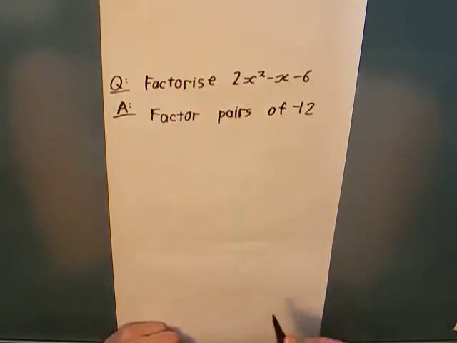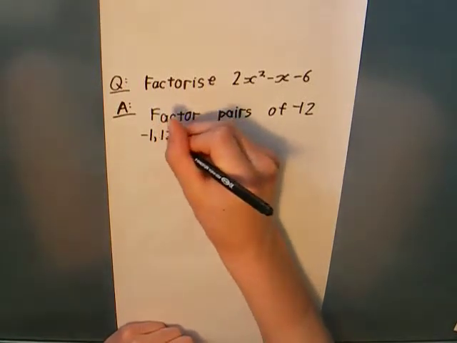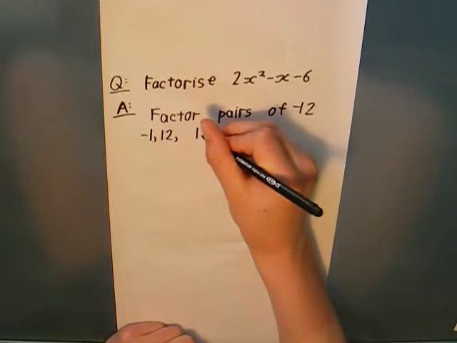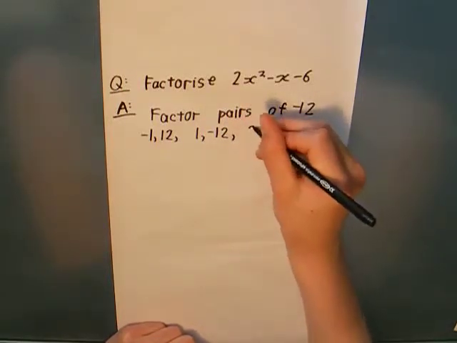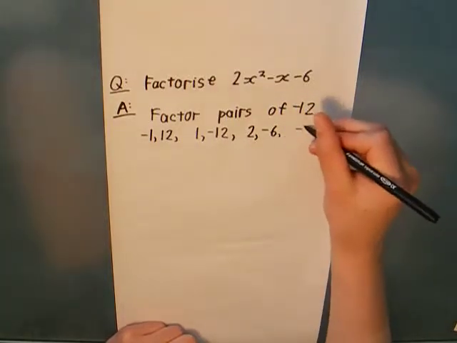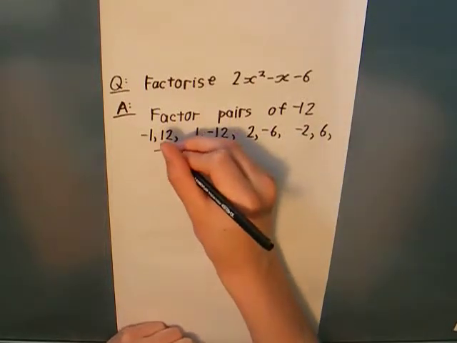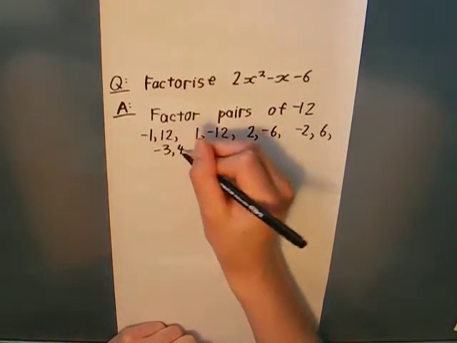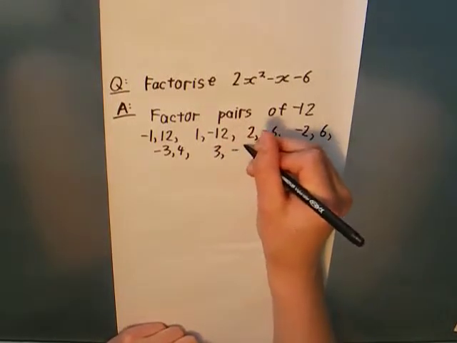Right, so after a little bit of calculation you can probably easily see that these are simply negative 1, 12, 1, negative 12, 2, negative 6, negative 2, 6, negative 3, 4, 3, negative 4.